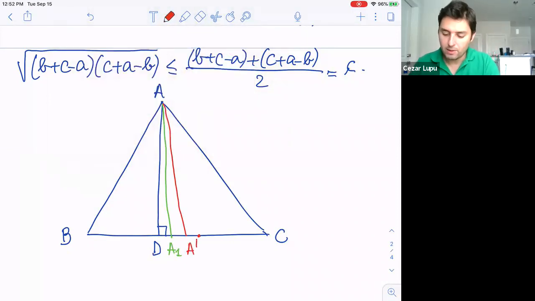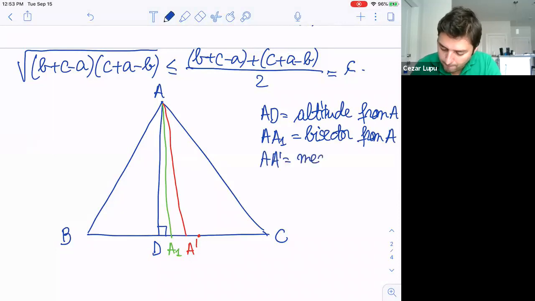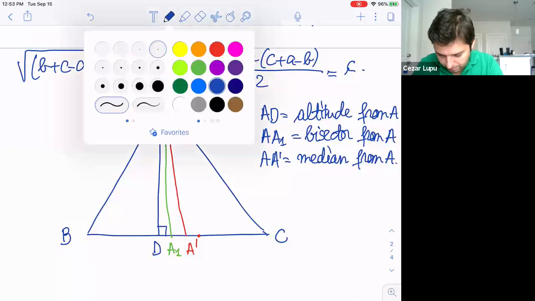All right, so once again, AD is the altitude from A, AA1 is the bisector from A, and AA prime is the median from A. These three are important, and now we can draw the other six.